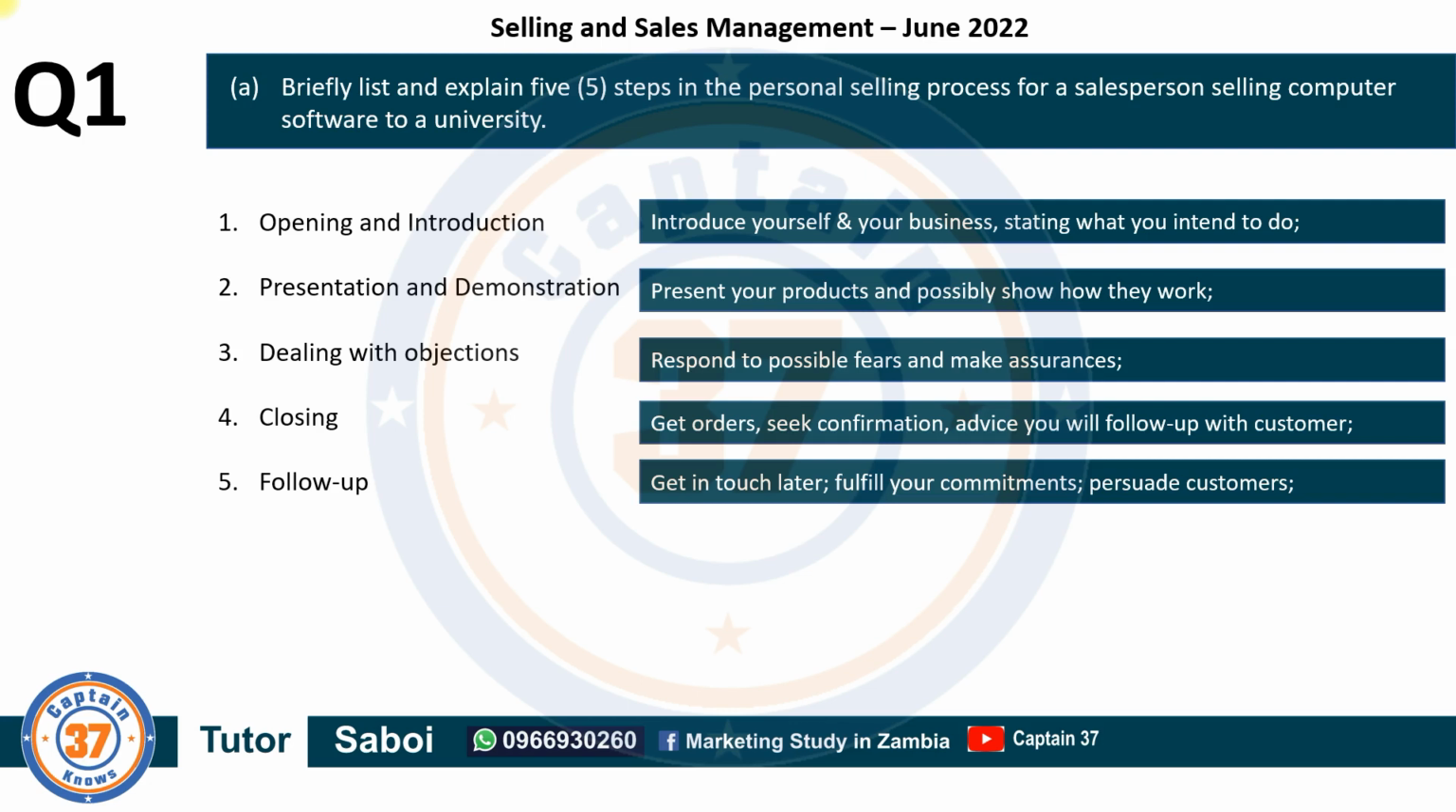So these 5 steps are what a student would have or should have presented. Number 1, opening and introduction. Number 2, presentation and demonstration. Number 3, dealing with objections. Number 4, closing. And number 5, follow-up.